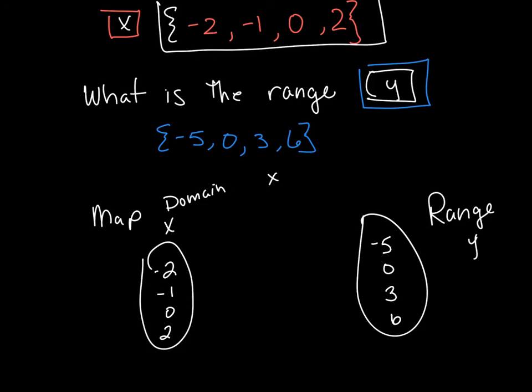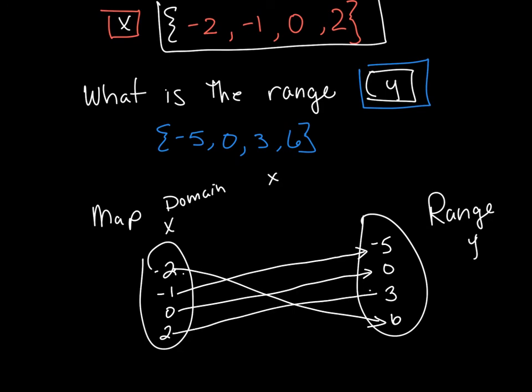So negative 2 was my input, and negative 2 went to 6. And then I had negative 1, and negative 1 goes to negative 5. 0 goes straight over to 0. And the last one, 2, went to a positive 3. So that's just the map of all of the ordered pairs.